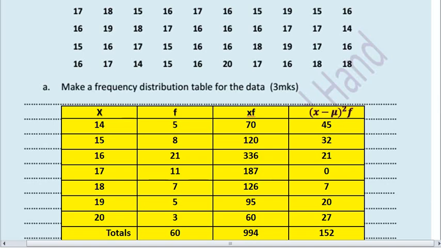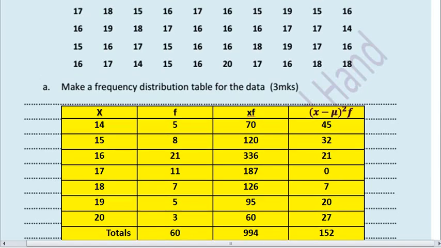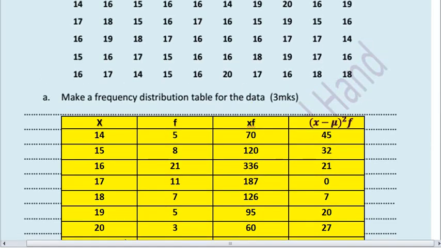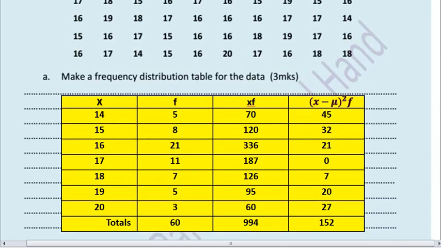So here, our frequency distribution table has x and their frequencies. The sum of all of those frequencies should give us 60, because if you look at this class, we have a total of 60 students. We have 10 rows by 6 columns. That gives us 60 students. So the sum of these frequencies must give us 60.